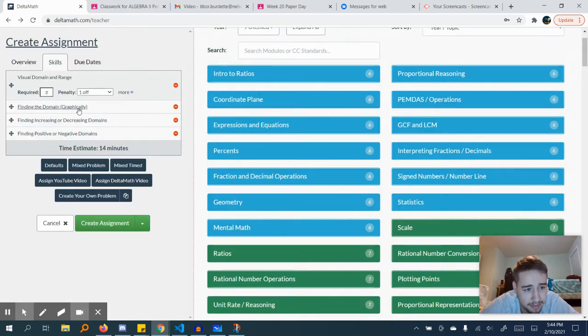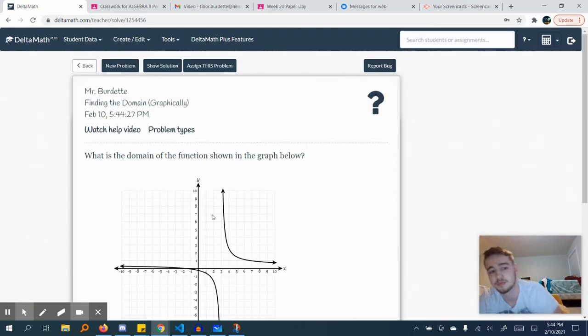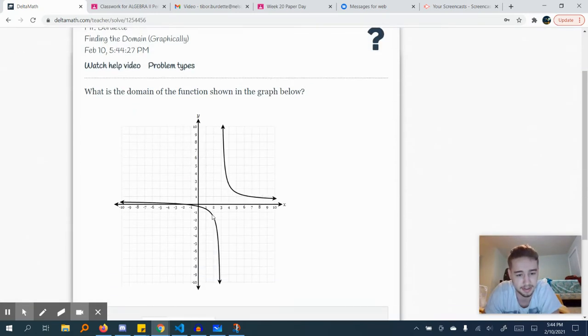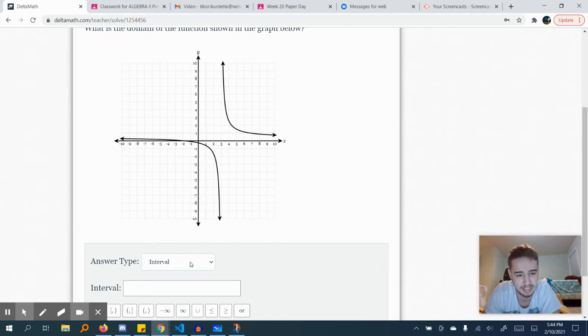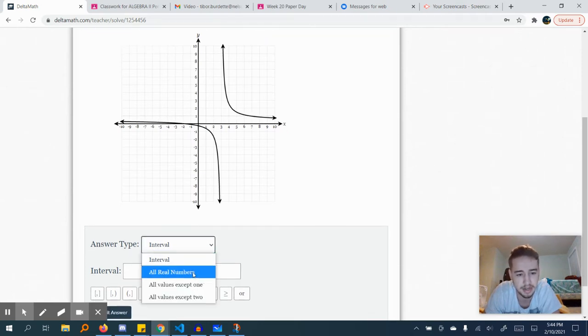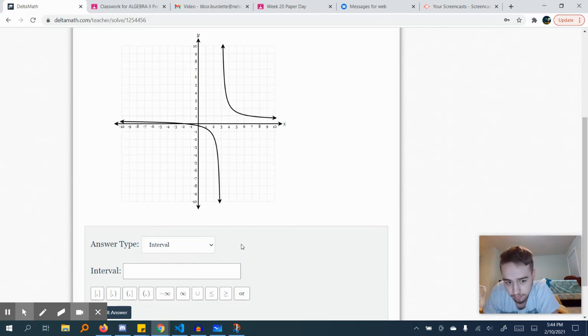So now we're going to look at finding the domain graphically. We want to know the domain of the function in the graph below. Is it an interval? Is it all the numbers? Is it all the numbers but one of them, or all the numbers but two of them? Well, let's see. Where can we not go?